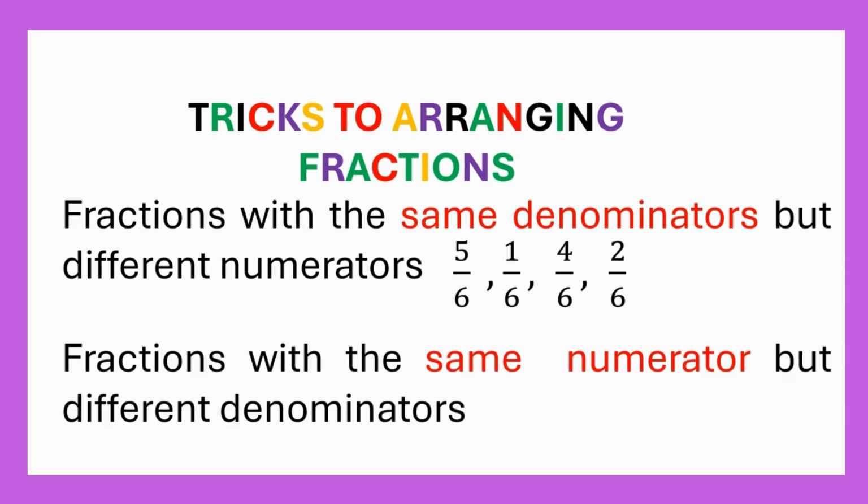Next, we'll be examining fractions with the same numerator but different denominators. Let's take a look at this as well. 7 over 25, 7 over 15, 7 over 10, and 7 over 20. You see that the numerators are the same, but the denominators are different.